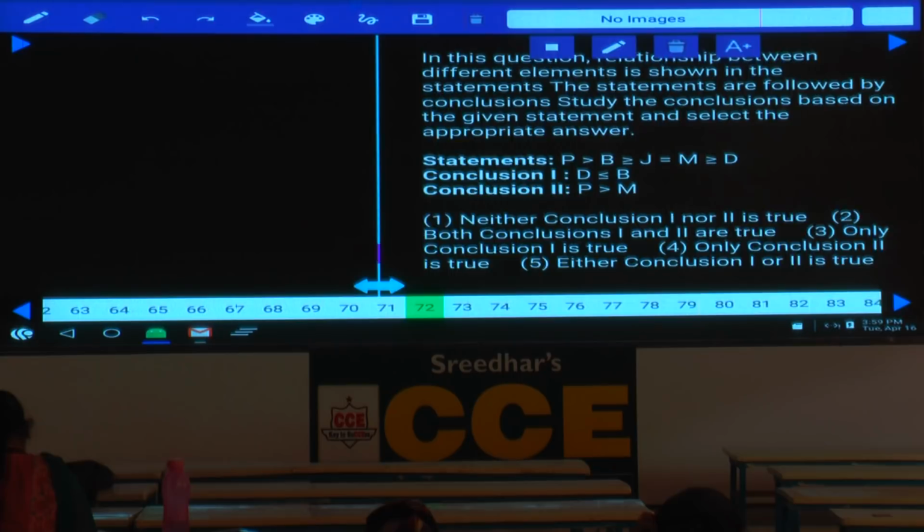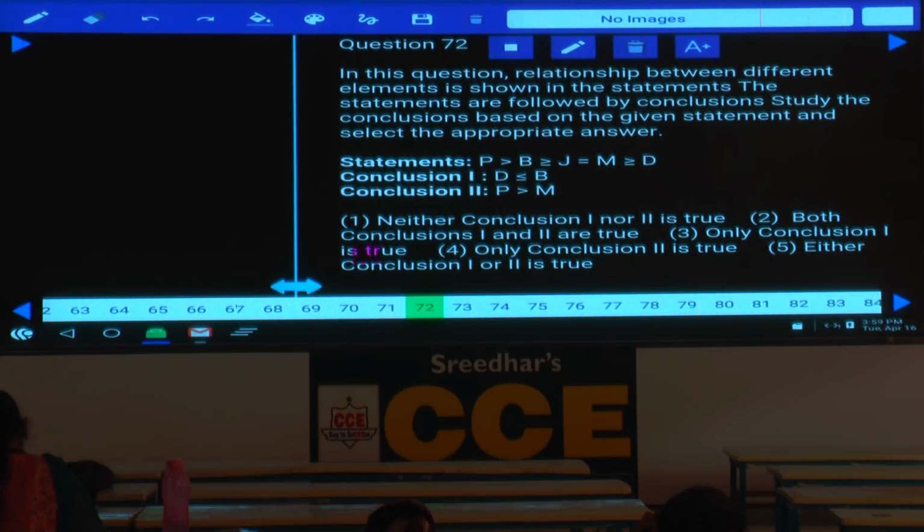Then coming to question number 72. Now in this one, the relation between D and B. Now B is here, D is here between these two. And forget about this symbol equals to, B greater than or equals to D. That means D lesser than or equals to B, definitely true. Then coming to the second one, between P and M, what is the symbol which is common? Greater. Hence both 1 and 2 is true. Both 1 and 2, that is choice 2. Question number 72, it is choice 2.